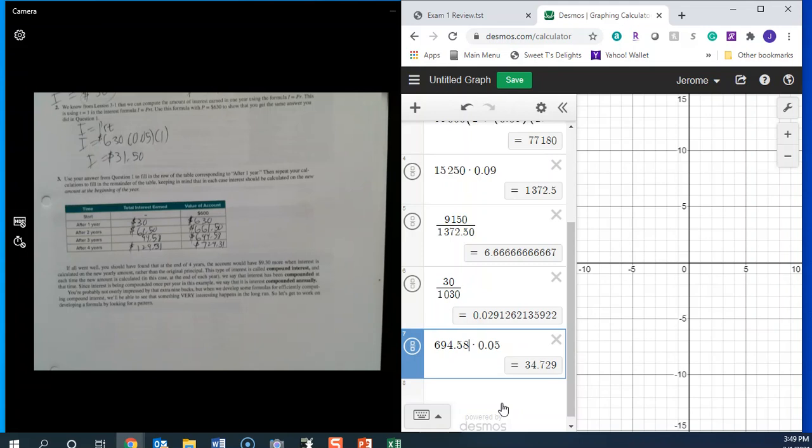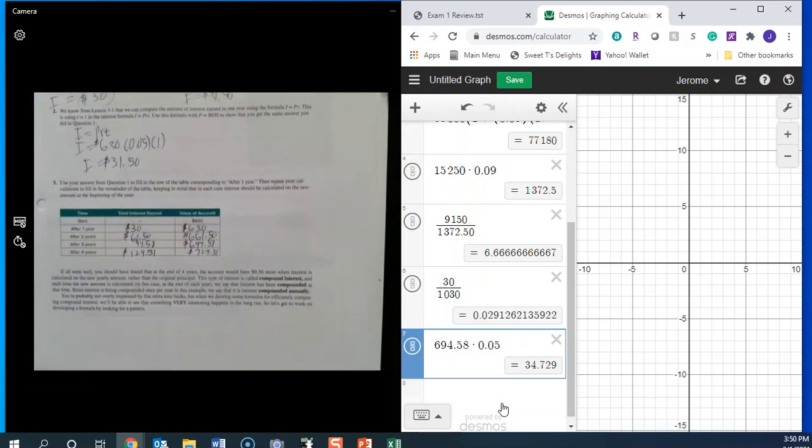You're probably not overly impressed by the extra 9 bucks, but when we develop some formula for efficiently computing compound interest, we'll be able to see that something very interesting happens in the long run. So let's get to work on developing a formula by looking for a pattern.